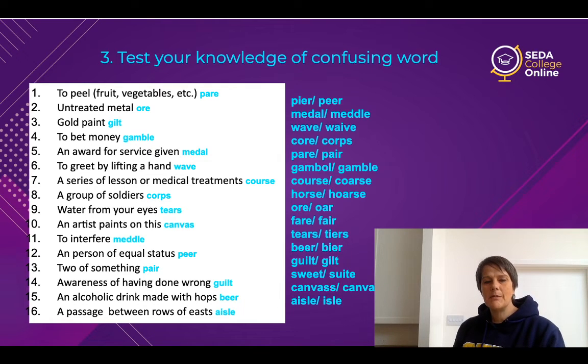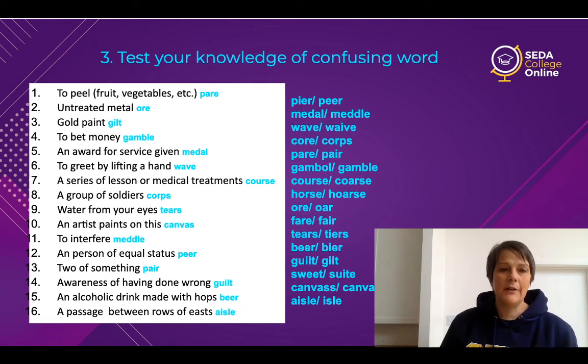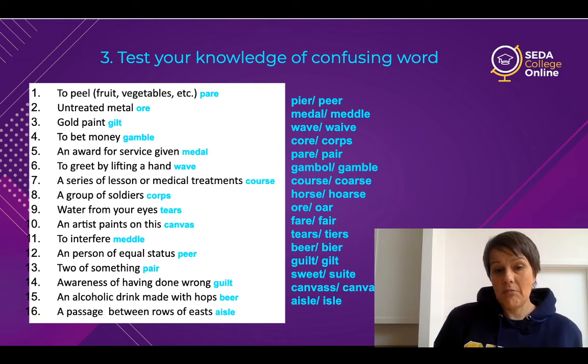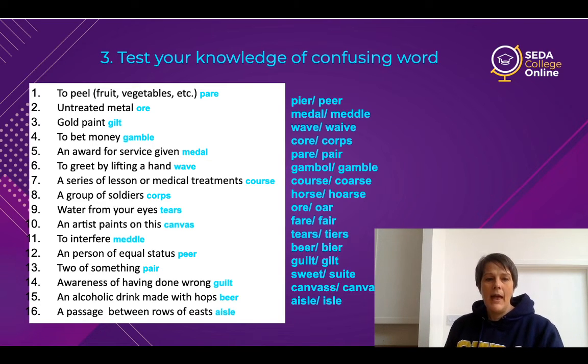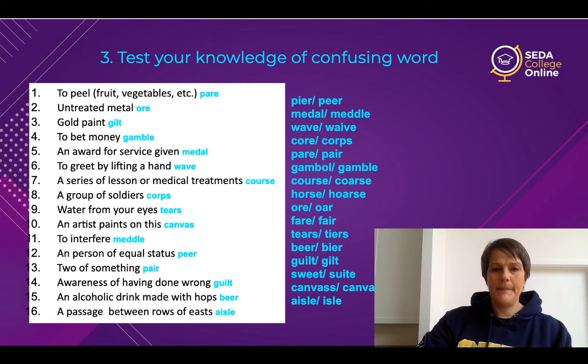Awareness of done something wrong is guilt. And the gold paint that you put on the outside is also gilt. But again, the word is completely different. The origin is different. And the meaning is different, but the pronunciation is just the same. An alcoholic drink made with hops is beer. A passage between rows of seats is an aisle.